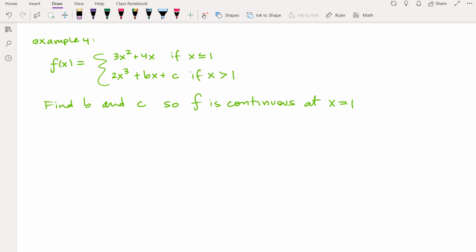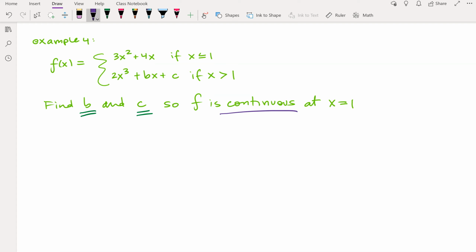f of x equals the piecewise function 3x squared plus 4x if x is less than or equal to 1, and 2x cubed plus bx plus c if x is greater than 1. We're trying to find b and c so that f is continuous at x equals 1. We're trying to prove continuity, and now we have two missing pieces, b and c. We used to just have one.